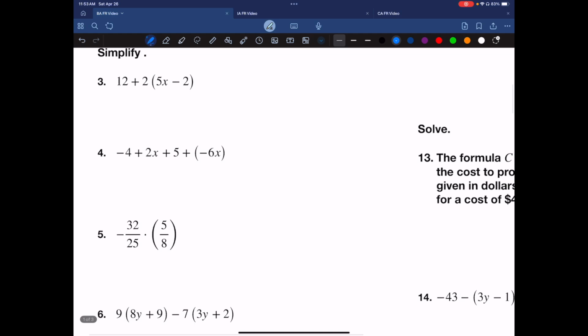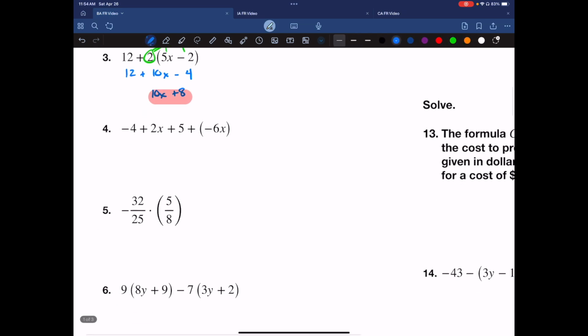Okay, on number three, I'm literally just going to simplify this thing. So I'm going to distribute the 2, so 12 plus 10x, and just a reminder, the 2 is distributed to both terms. So 2 times 5x is 10x, and 2 times 2 is 4. And then I clean this up, 10x, 12 minus 4 is 8, so it's going to be plus 8. There you go.